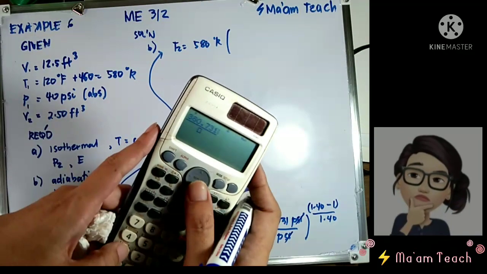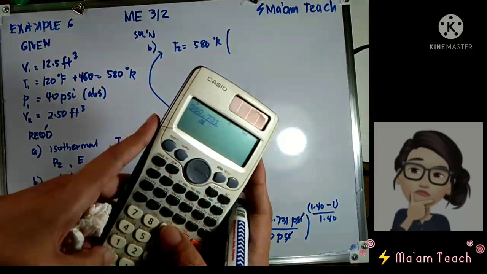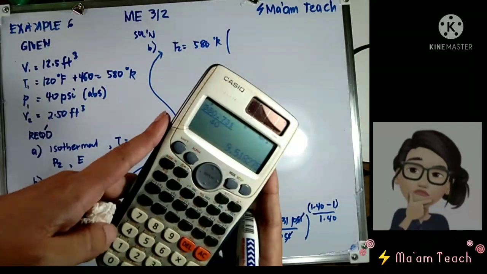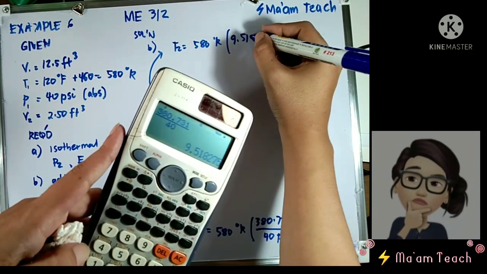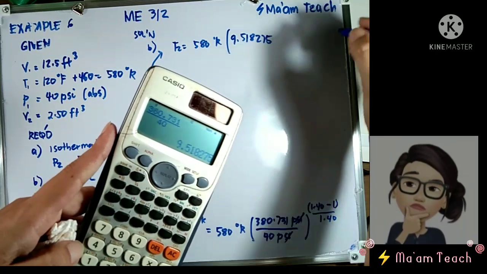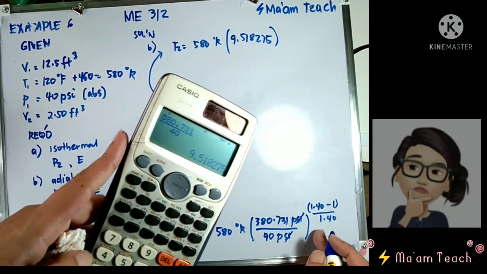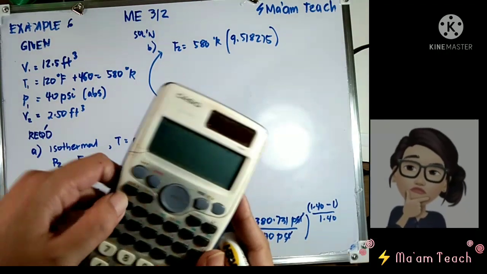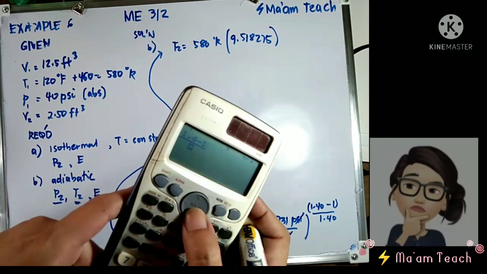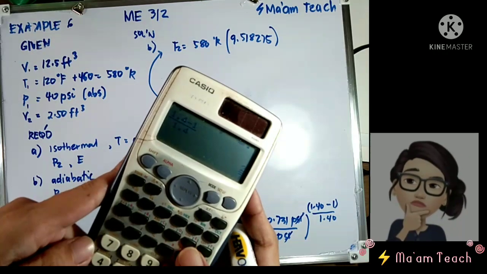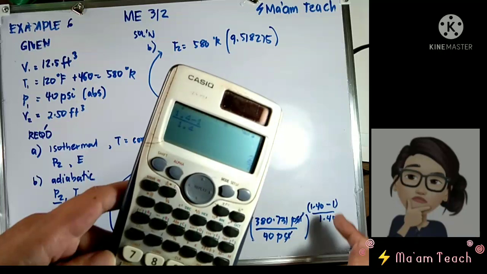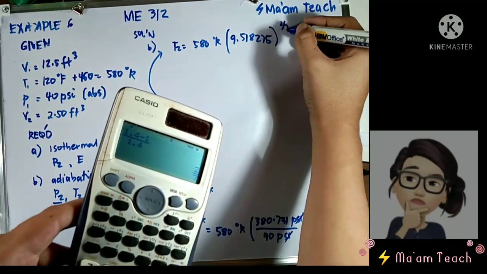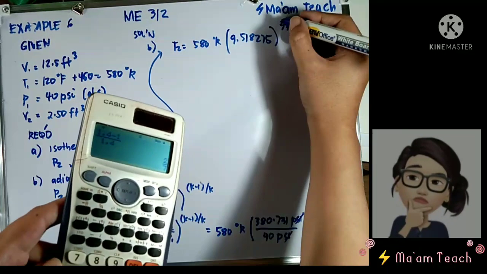380.731 over 40. There. So we have 9.518275, and it will be raised to this quantity. Let us also simplify that. 1.4 minus 1 over 1.4 will be 2 over 7. Okay, so instead of this complicated fraction, I'll just use 2 over 7. Can you follow? 2 over 7.